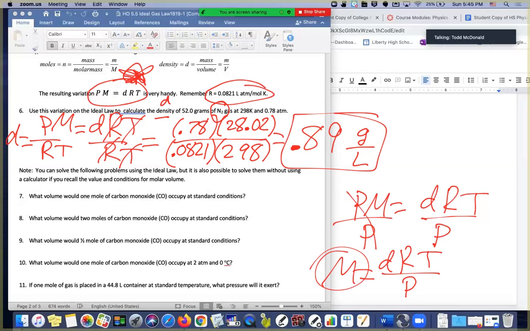But I think this is enough. This should get you started on handout 5.6, and you should be able to work through also handout 5.5.